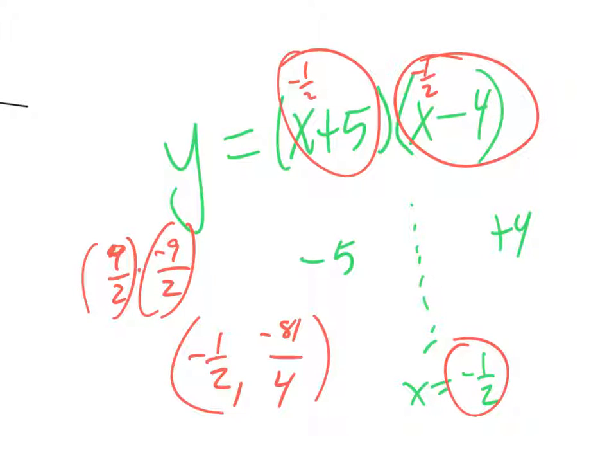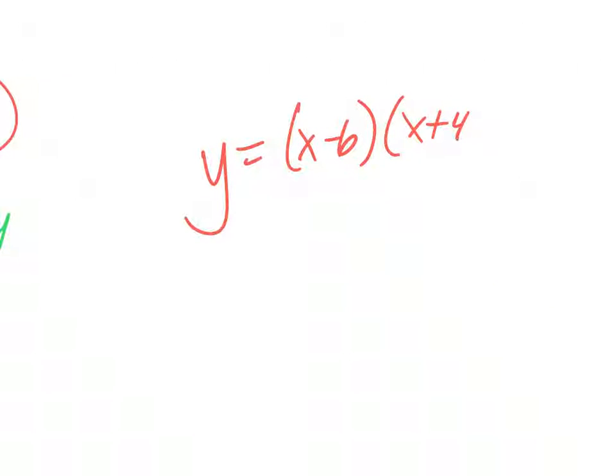All right, I'm going to give you one more. It's going to work out nicer. Y equals x minus 6, x plus 4. Would you please find the axis of symmetry, hint, the axis of symmetry, and the vertex?